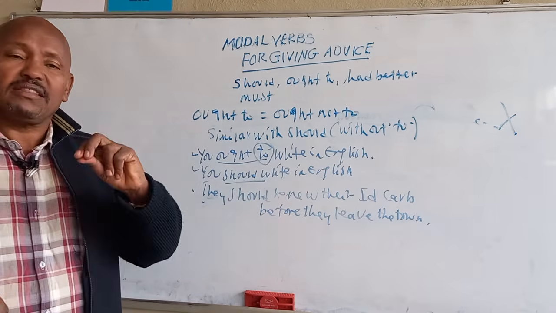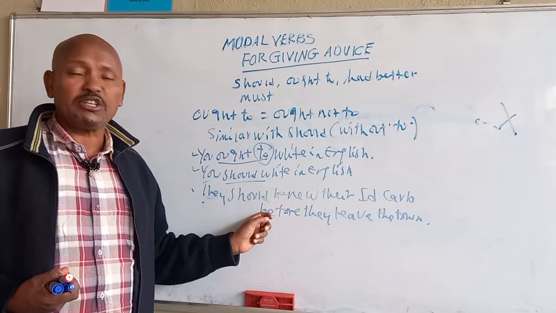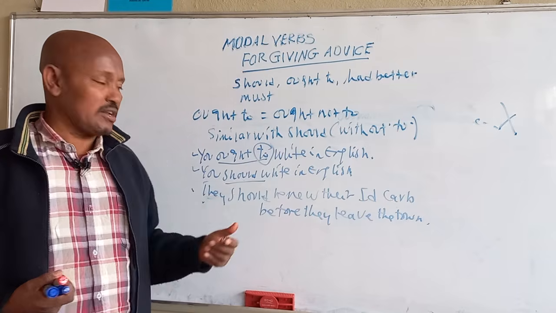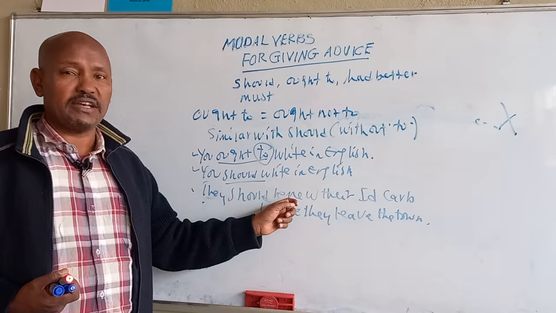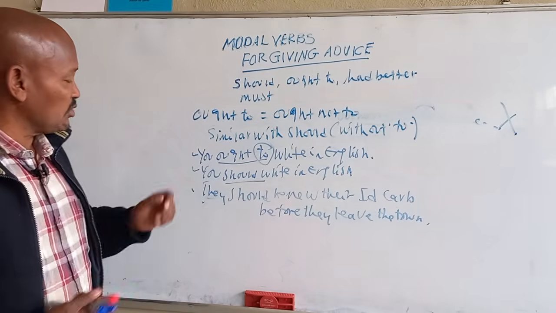Unless they renew their ID card, they will not have the possibility to enter the college, or to enter the hotel, or the conference. So should plus verb one is really an acceptable way of giving advice, especially for the structure of using should.